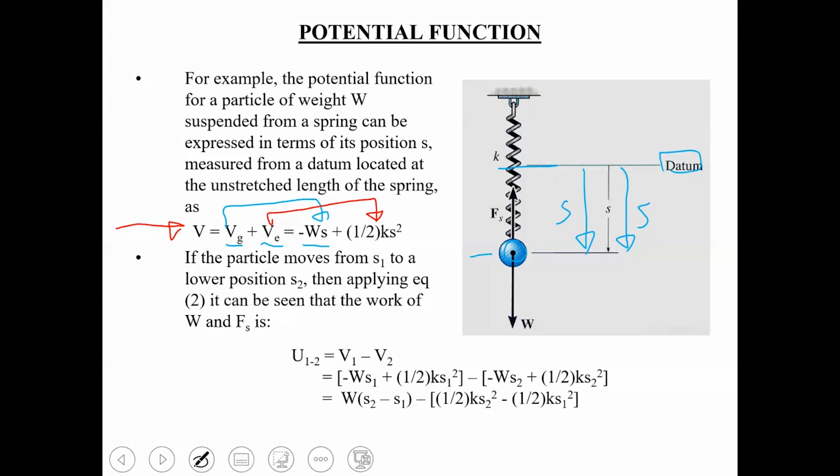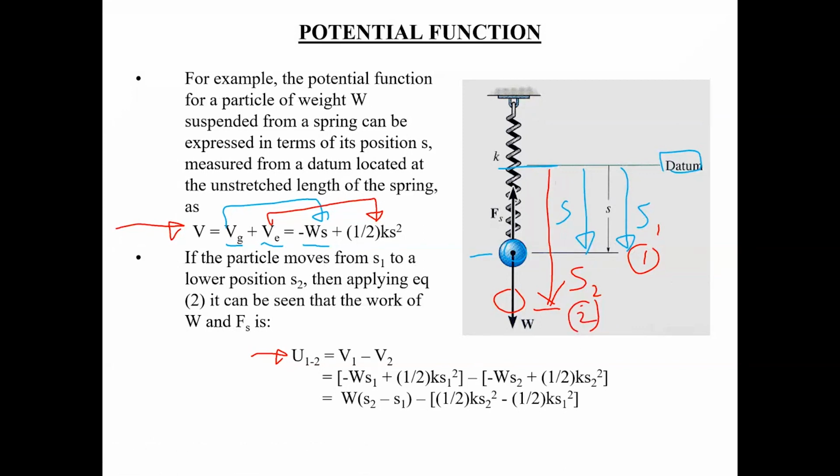Yes, sir. Okay. Now let us suppose that this particle is being displaced from position 1, which is S1, to a new position, which is position 2, represented by position coordinate S2. As we discussed on the previous slide, the work done by conservative forces in moving this particle from position 1 to position 2 can also be found using the difference in their potential functions at position 1 and position 2, that is V1 minus V2.